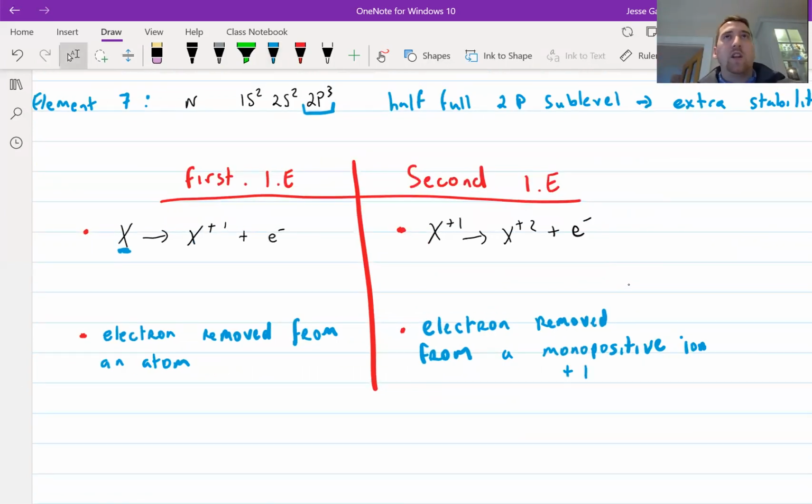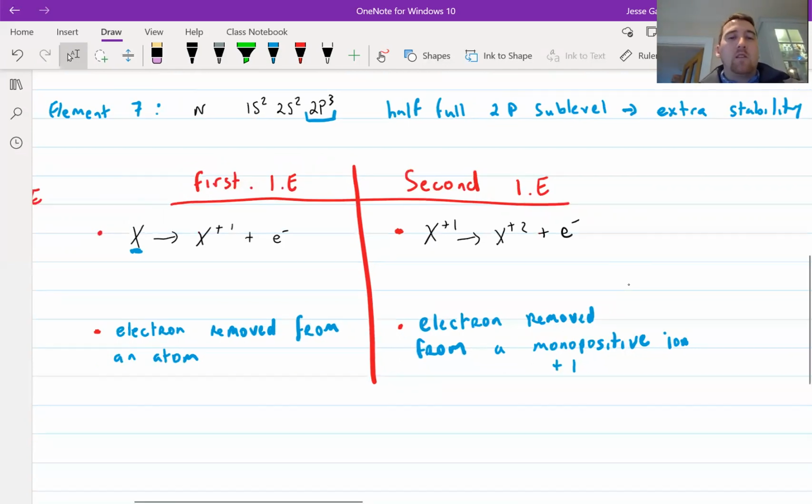So first ionization energy is the minimum energy required to remove the most loosely bound electron from an atom in its ground state. Whereas second ionization energy would be the minimum energy required to remove the most loosely bound electron from a monopositive ion. Not in its ground state, a monopositive ion. That would be it.